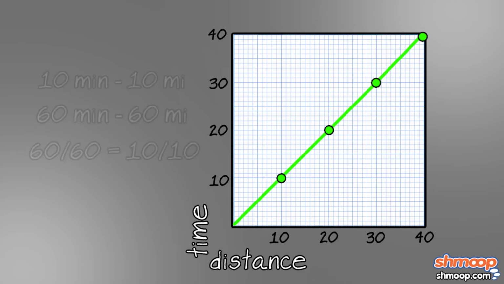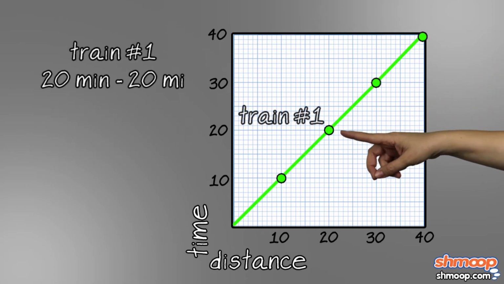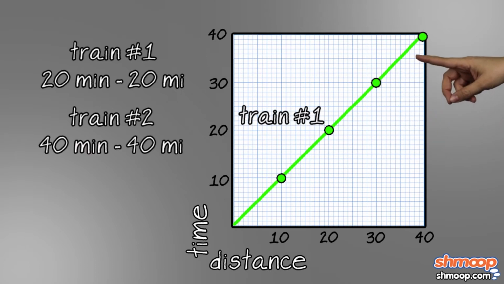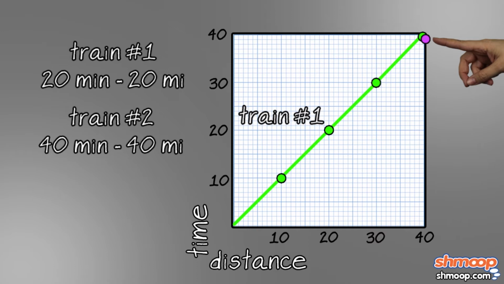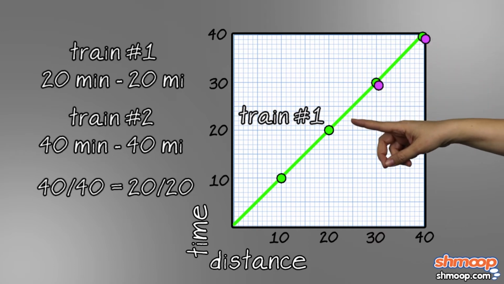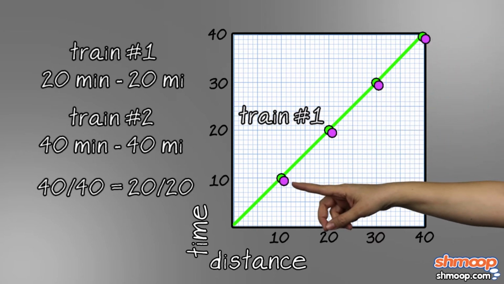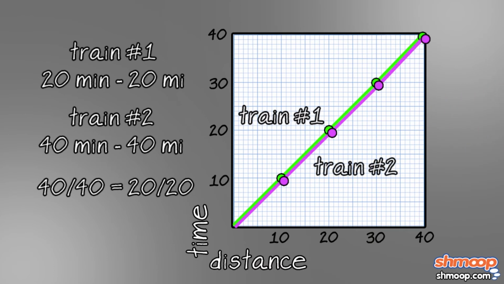Now for our second train. We now know that train number 1 went 20 miles in 20 minutes. So if the second station was 40 miles away from the first, and it arrived at the same midpoint in the same amount of time, well, then it also went 20 miles in 20 minutes, 10 miles in 10 minutes, a mile a minute using advanced calculus there. Well, it's the exact same line.